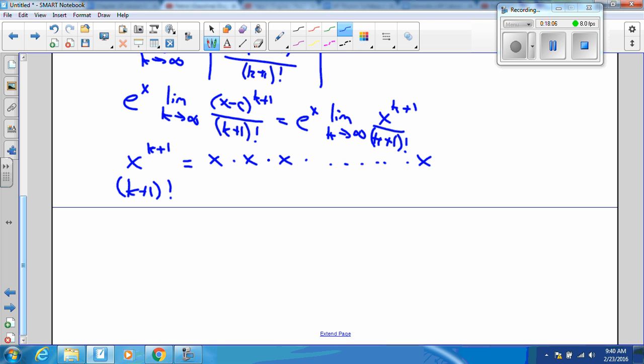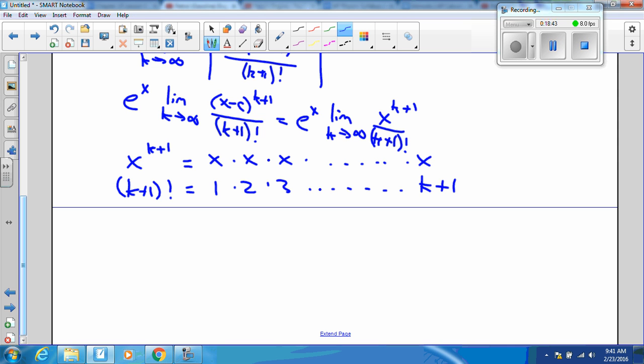X to the k plus 1 is going to be x times itself, k plus 1 times. K plus 1 factorial is going to be 1 times 2 times 3 all the way out to k plus 1. So both of them are products of k plus 1 factors. But x to the k plus 1 is going to be the product of k plus 1 identical factors. No matter how big x is, I'm going to be multiplying the same thing k plus 1 times. K plus 1 factorial is going to be the product of ever-increasing factors.